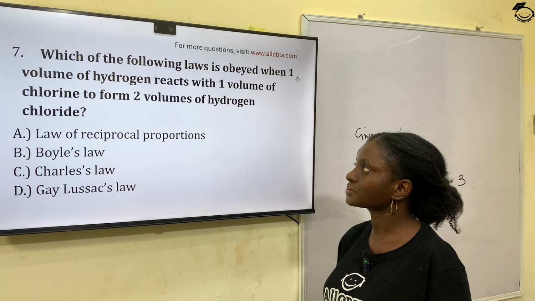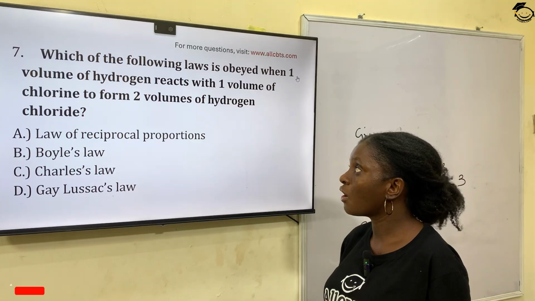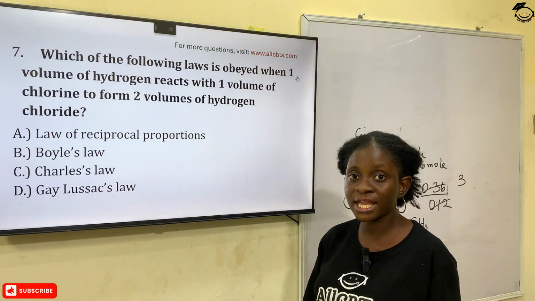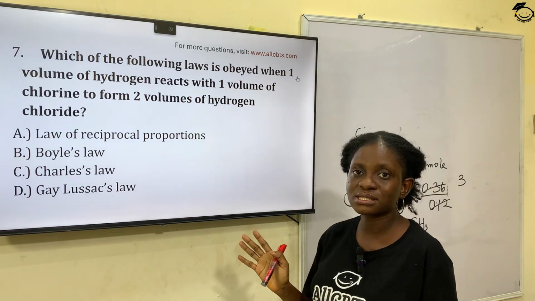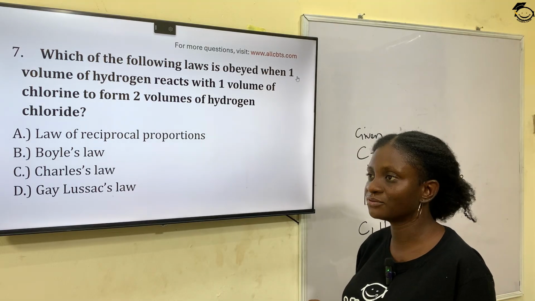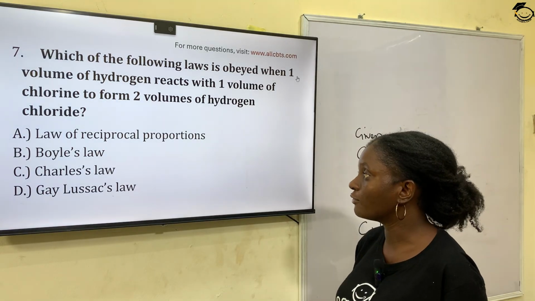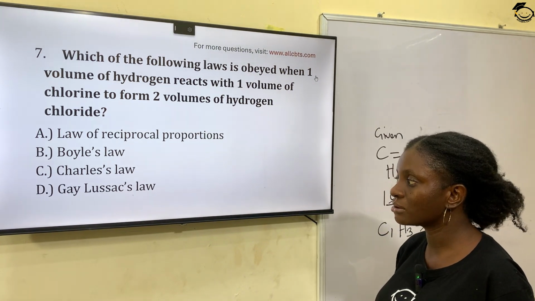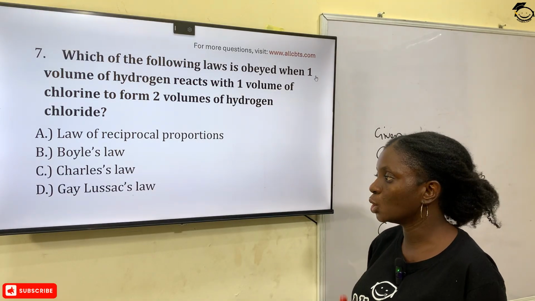Question 7. Which of the following laws is obeyed when one volume of hydrogen reacts with 1 volume of chlorine to give 2 volumes of hydrogen chloride? The law that is obeyed in this question is called Gay-Lussac's law of combining volumes. So let's take a look at the options. Option A, law of reciprocal proportions. B, Boyle's law. C, Charles' law. D, Gay-Lussac's law. The correct answer is Gay-Lussac's law, option D.